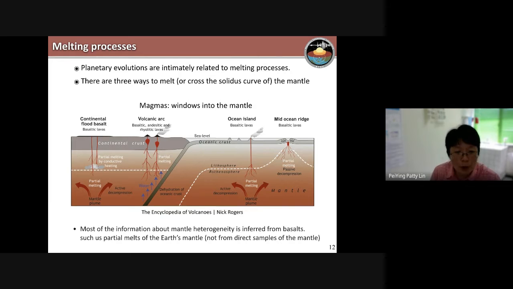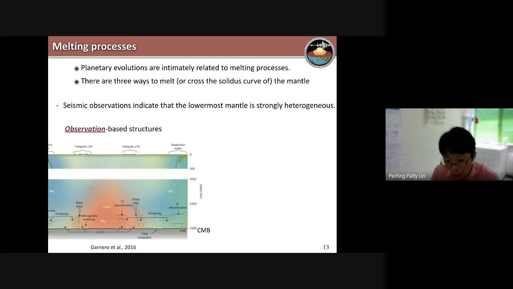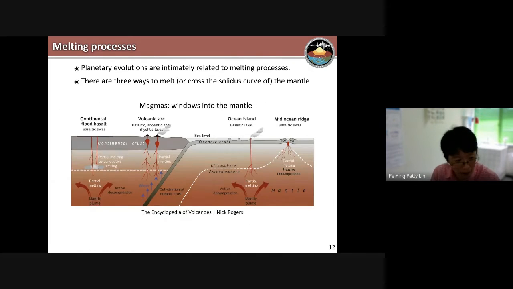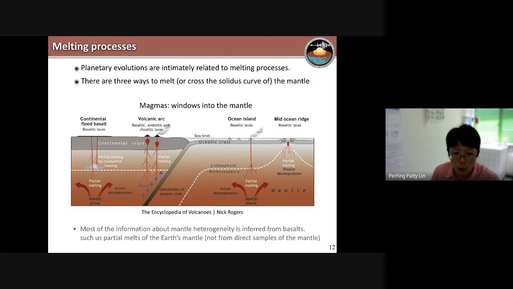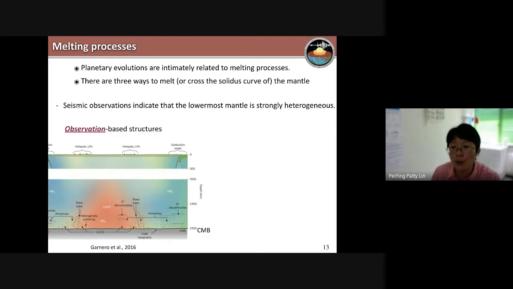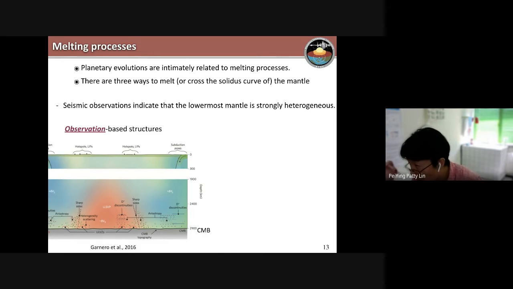Most of the information about mantle heterogeneity is actually inferred from the basalt. So it all comes from the partial melt. Partial melt is a very important process in the Earth, not only in the basalt we observe, not only in the structure at shallow depth, but also at the lowermost mantle.